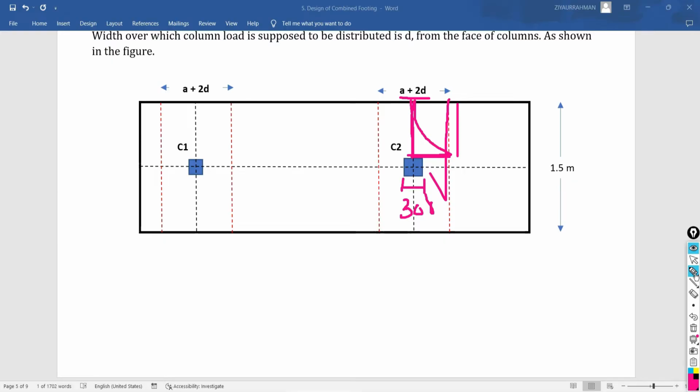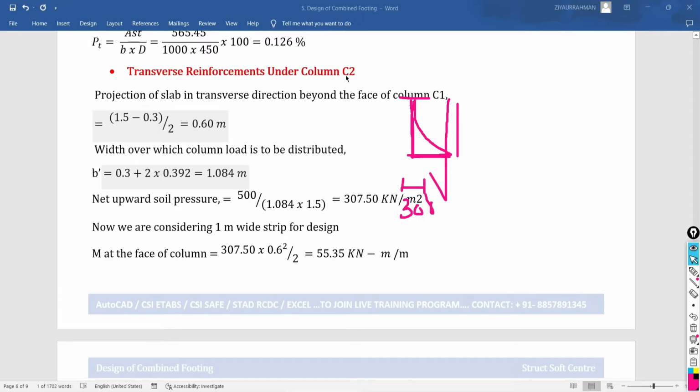So I am going to do this same calculation here also for column number C2. So here, transverse reinforcement under the column C2, the projection of the slab in the transverse direction beyond the face of your column C2. Actually it is C1, it should be C2. Okay, I will correct it. So see, 1.5 minus 0.3 divided by 2. So we are getting the projection as 0.6. Now the width over which the column load is going to be distributed, A plus 2D. So 0.3 plus 2 times the effective depth. We are getting the width of the design strip as 1.084 meter.